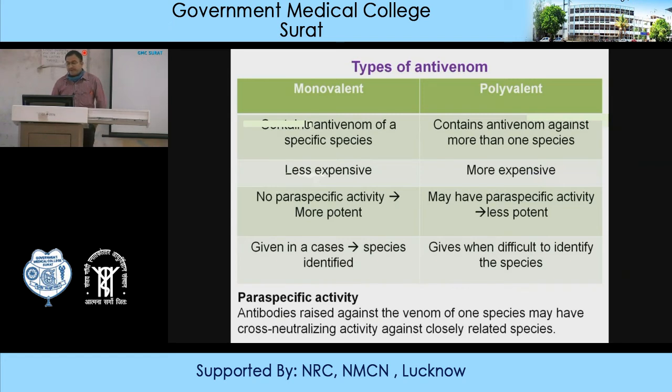Monovalent is less expensive, while polyvalent is more expensive. Monovalent has no para-specific activity and is more potent; polyvalent may have para-specific activity and is less potent. Monovalent is given in cases where the species is identified; polyvalent is given when it is difficult to identify the species. In India, it is mostly difficult to identify at night. What is para-specific activity? Antibody raised against the venom of one species may have cross-neutralizing activity against closely related species.